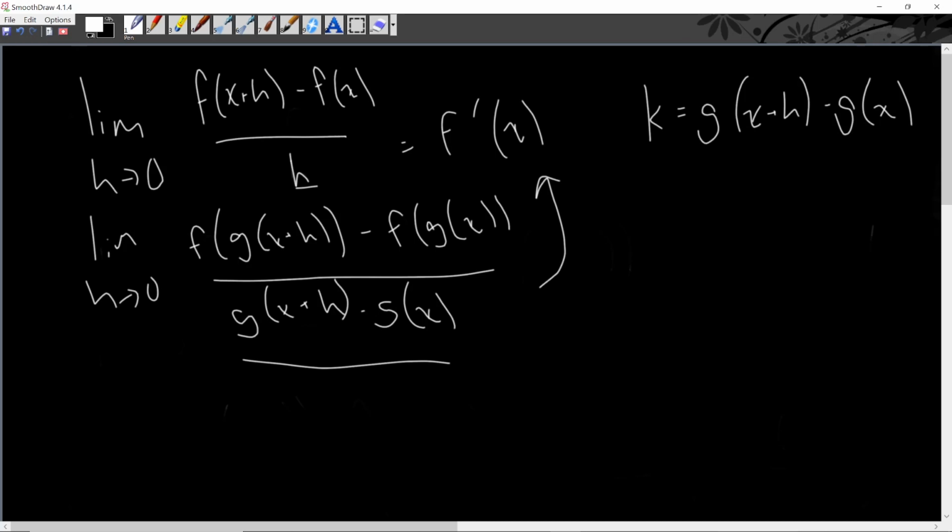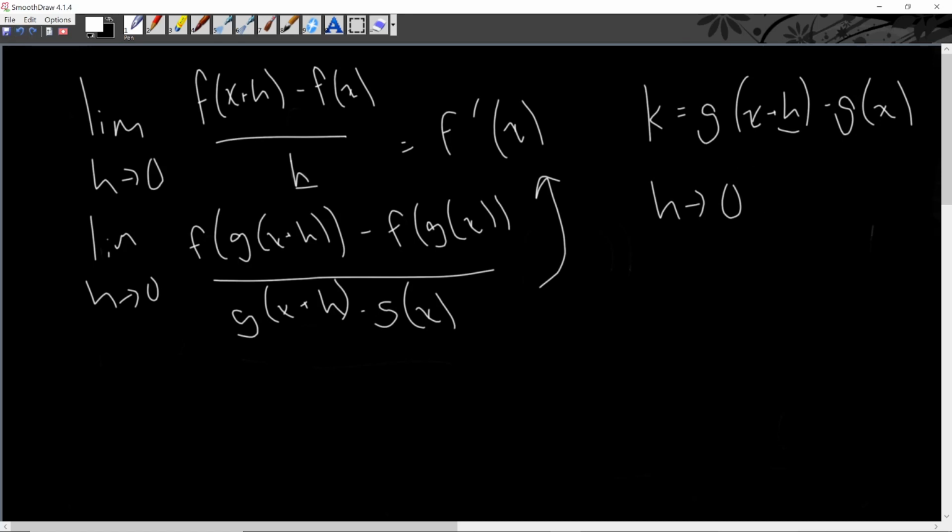Now that we've introduced a different variable k, we also need to change our limit. Instead of h approaching 0, it has to be k approaching something. So let's directly substitute h for 0, and then we would have g of x plus 0, which is g of x, minus g of x, which is going to be 0.